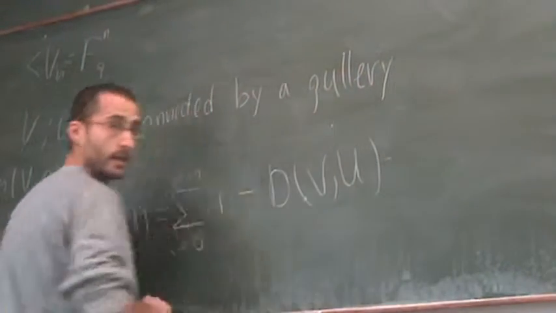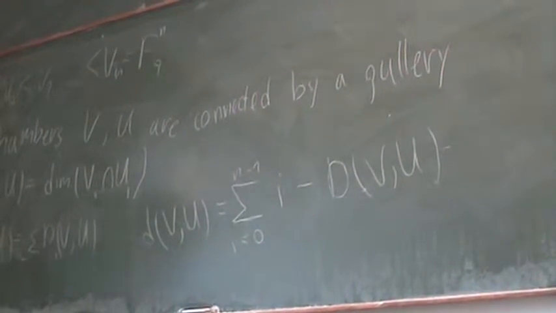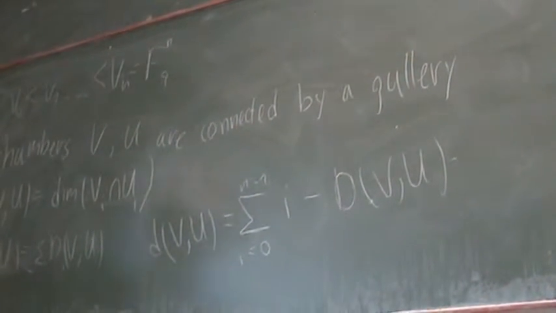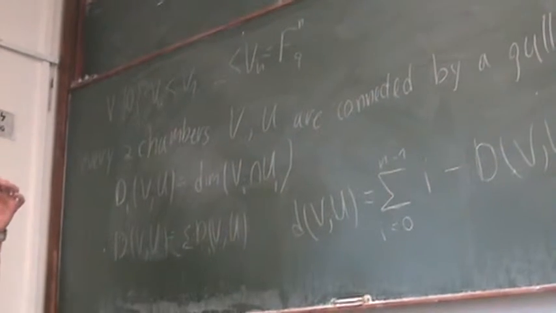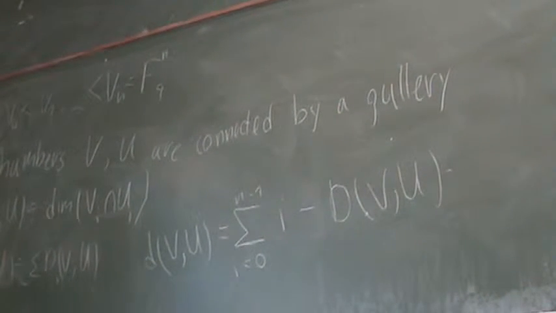Okay. And now, basically, now that we have this sort of a discrete metric, all we need to show is that we can do one step. We can take two different chambers and make the distance a little bit shorter. Okay?